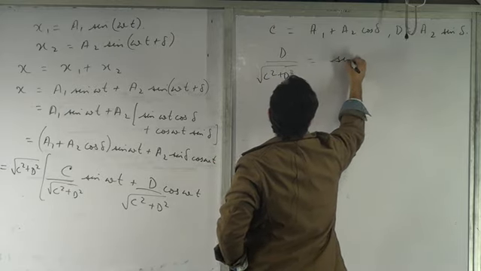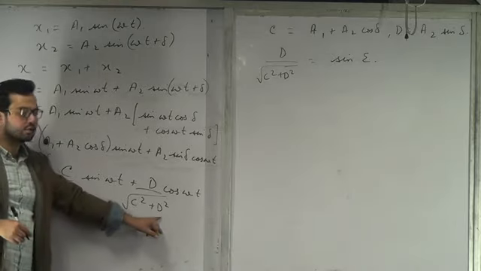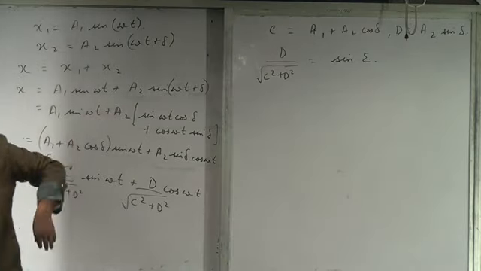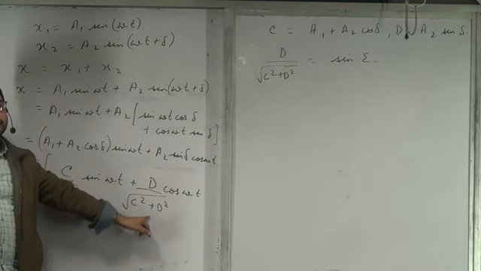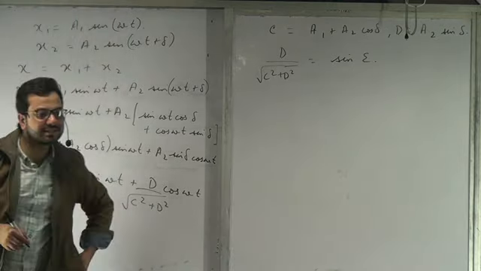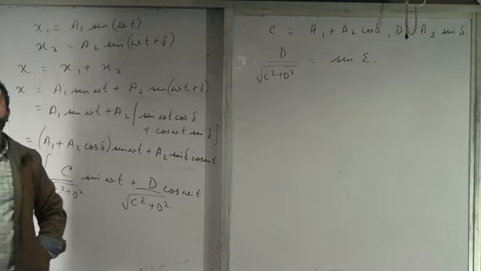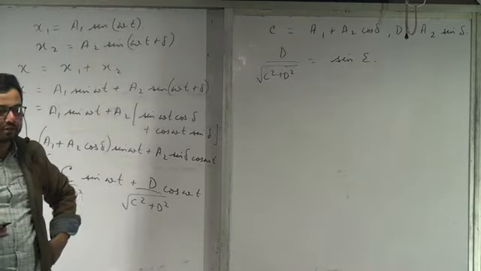Now this quantity d upon under root of c square plus d square, is it a quantity less than 1? Absolutely, it's a quantity less than 1. So can I substitute it by sine epsilon? So epsilon can be any angle, the sine of which is equal to d upon under root of c square plus d square.